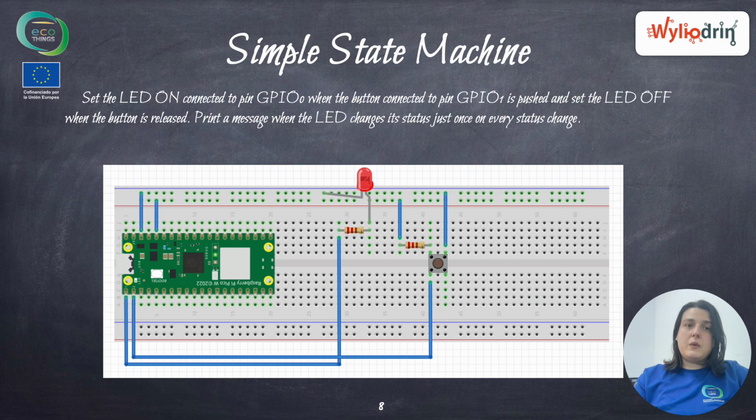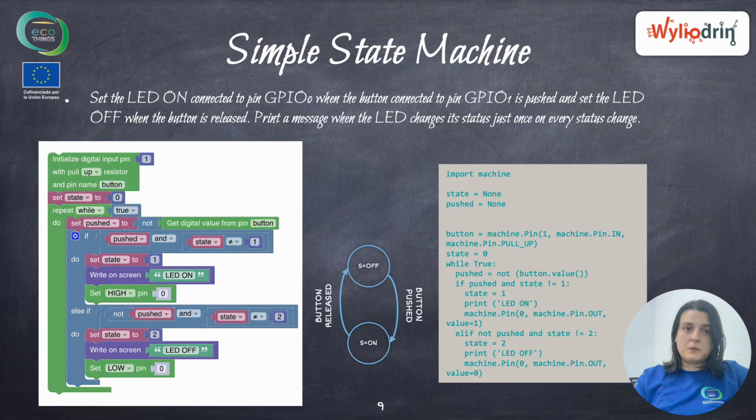For the next application, we want to build a simple state machine. We want to store the state of our LED based on the button we press. We have the LED connected on GPIO 0, and we want the LED to be on when the button is pressed and off when the button is released. We also want to print a message each time the LED changes its status, but it's important to keep in mind that we want to print this message only on status change. This is similar to some examples we did in the previous video.